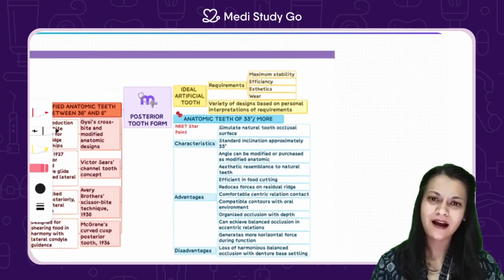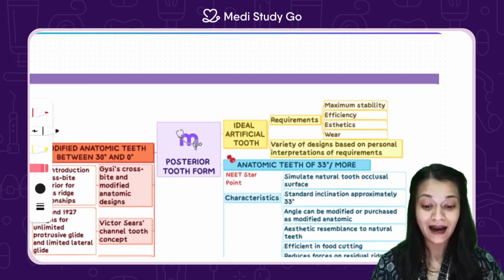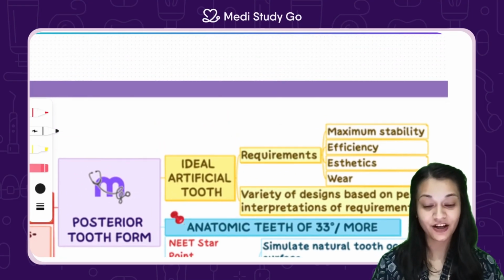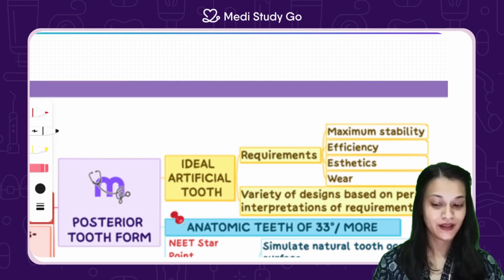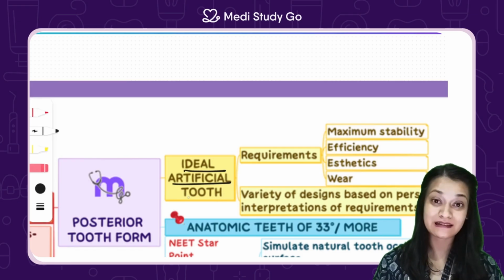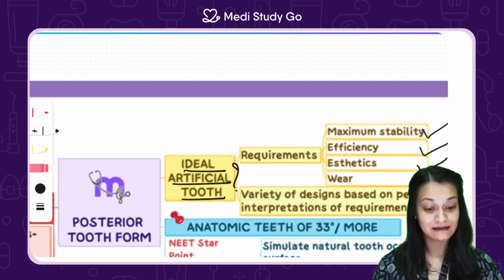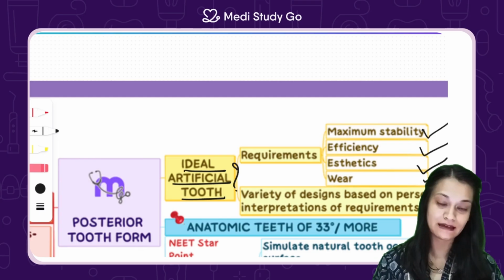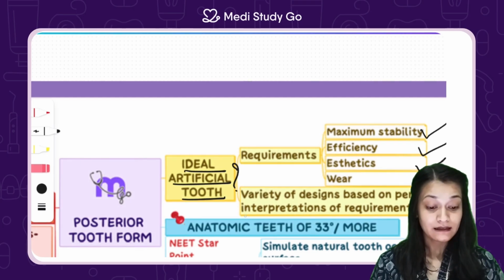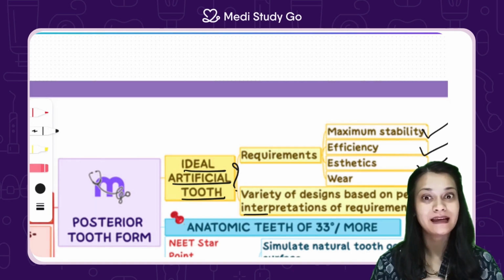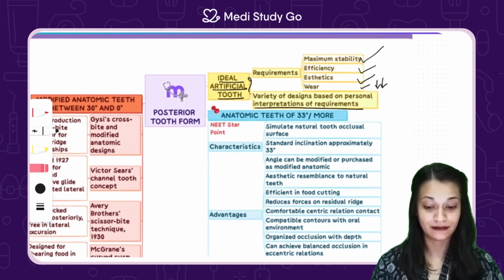So let's understand what the ideal requirements are. What do we want our artificial tooth to do? The first thing we are going to consider is that it should have maximum stability, efficiency, be aesthetic, and have lesser wear. Now, the variety of designs depends on the interpretation of the requirement.